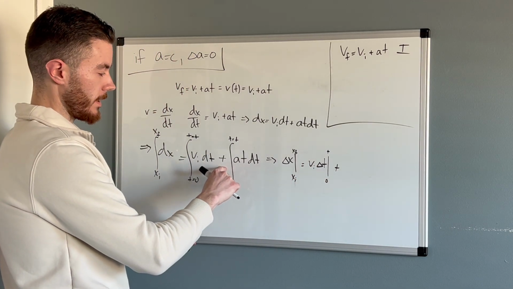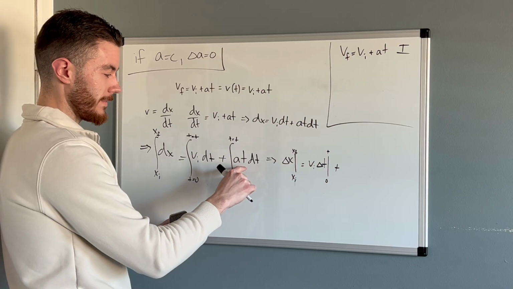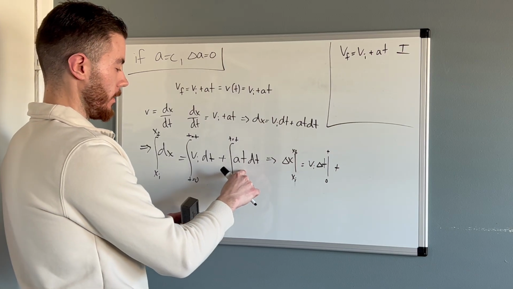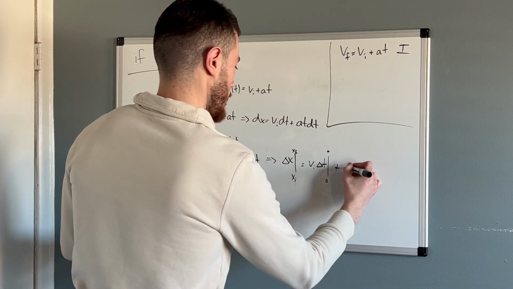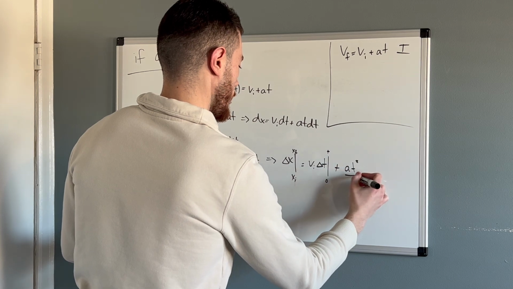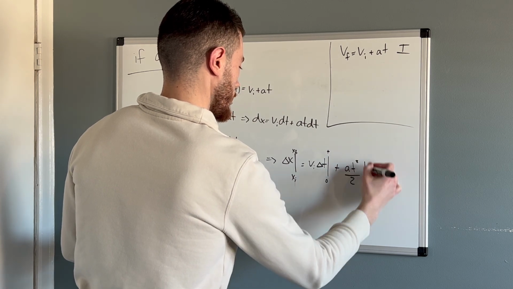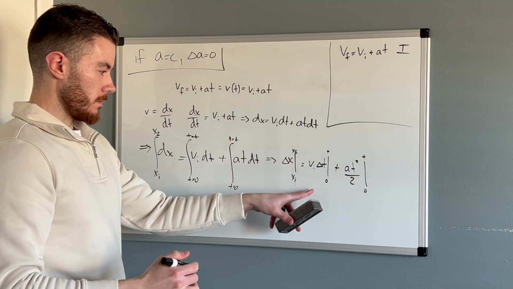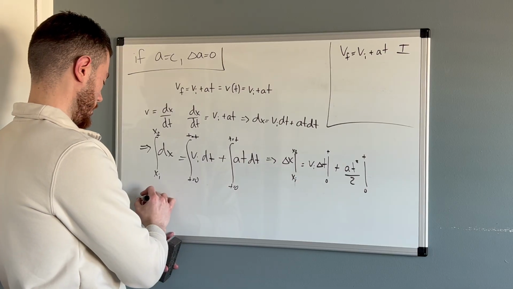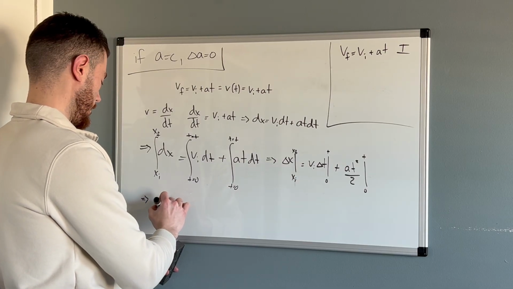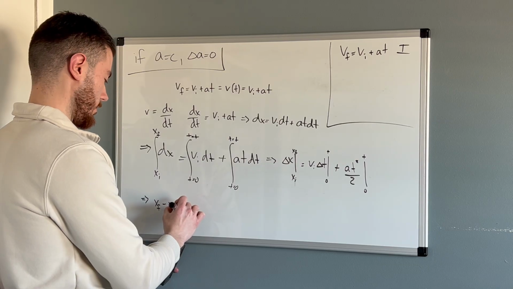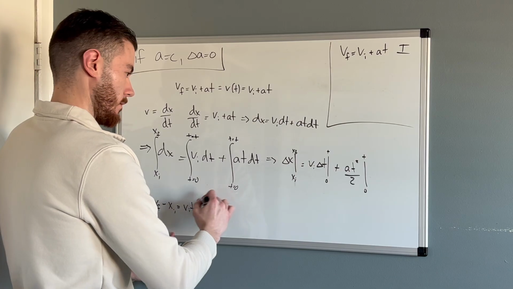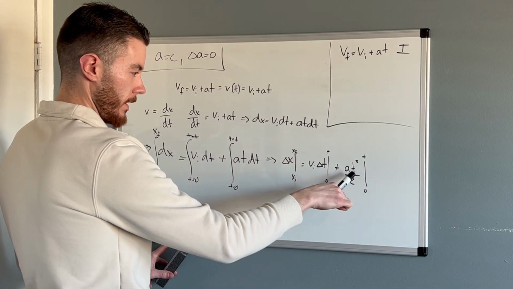Acceleration is constant, so it comes out of the integral. The integral of t dt will be t squared over 2, evaluated from t equals 0 to t equals t. So a t squared over 2 from 0 to t. Okay, let's plug everything in. Xf minus xi is equal to vi times t plus 1/2 a t squared.